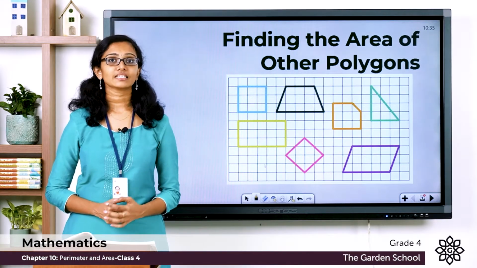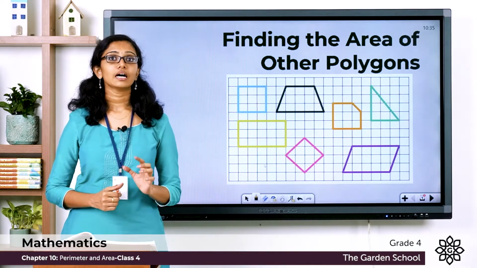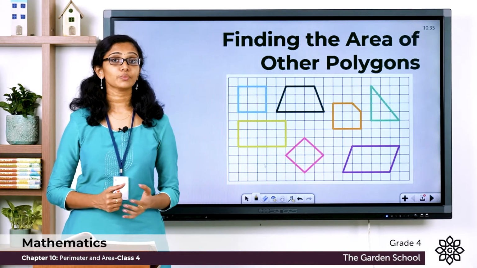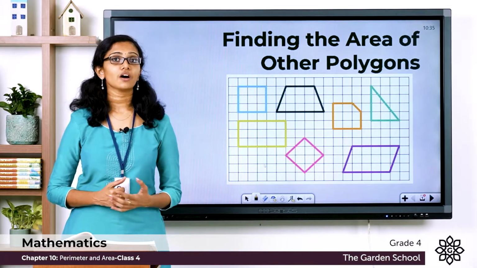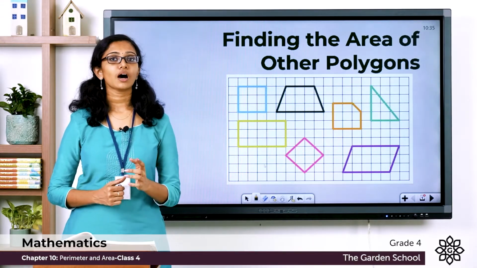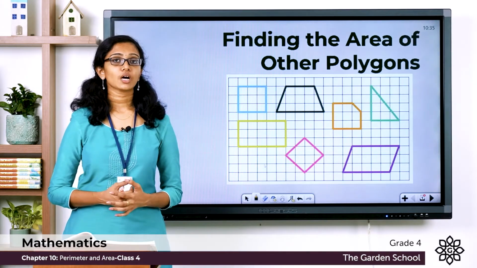In the previous class, we learned how to find the area of polygons which cover complete or full unit squares on a grid. Today we'll see how to find the area of polygons which cover not only full squares but also half squares. So, how to find out the area of such figures?